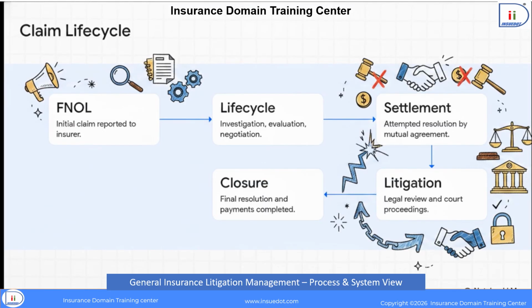Everything kicks off with Step 1, the first notice of loss, moving right into Step 2, the normal life cycle of investigation and evaluation. But watch what happens at Step 3. When a settlement attempt fails, maybe due to a dispute over liability or the settlement amount, boom, that fires the absolutely crucial litigation trigger at Step 4. It literally rips the claim out of the standard track and pushes it straight into intense legal review, before finally reaching Step 5, resolution and closure.